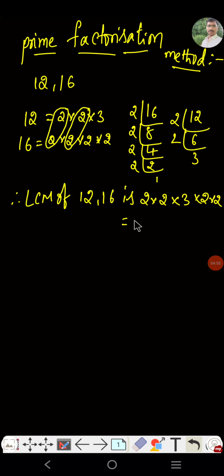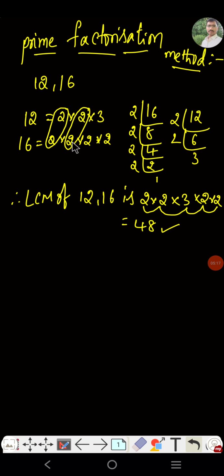Now multiply all these values. 2 twos are 4, 4 threes are 12, 12 twos are 24, 24 twos are 48. So 48 is the LCM of 12 comma 16. Is it clear?